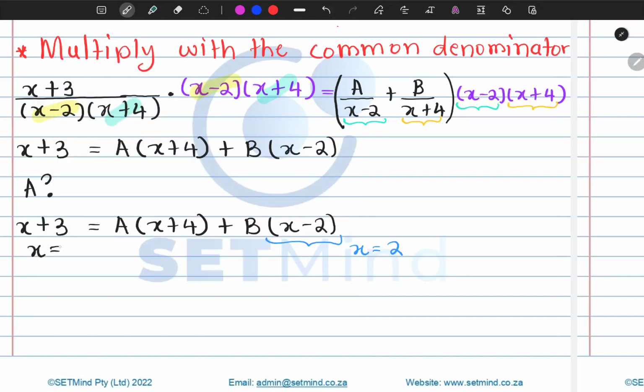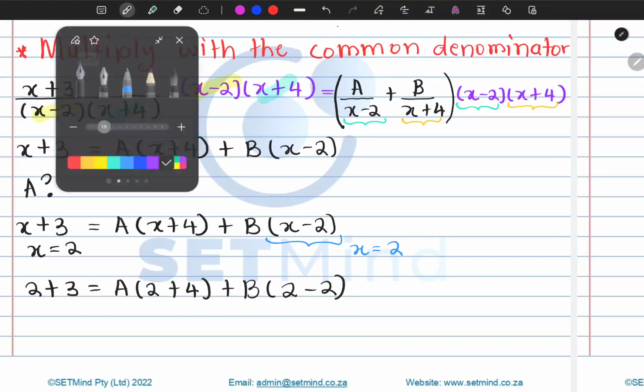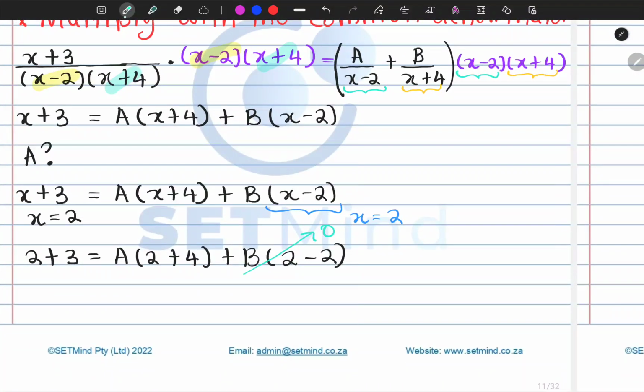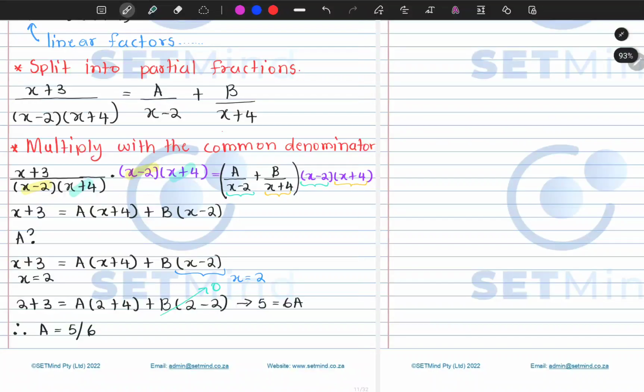So we are going to replace x with 2, which means we'll have 2 plus 3 on the left-hand side, equals a into 2 plus 4 plus b into 2 minus 2. And if you look carefully, the b will multiply with the 0 and be 0. And that makes us happy, because now all that is left is 5 equals 6a. And if you solve for a, you will see that it will be 5 over 6. So we're done finding our a.